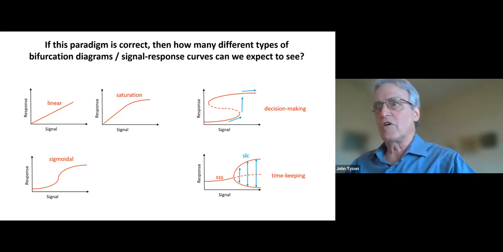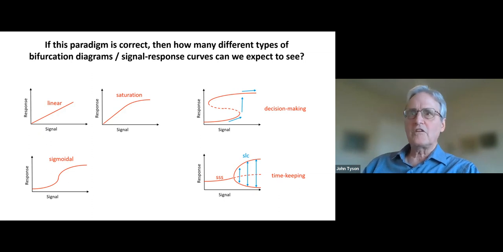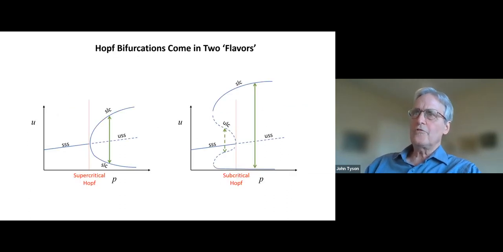But now I want to talk about some other types of bifurcations that we need to be aware of, because we need to be able to spot them in the signal response curve. So first of all, let me point out that Hopf bifurcations come in two flavors: supercritical Hopf bifurcations, which I've already described, and subcritical Hopf bifurcations, where the small amplitude limit cycles are unstable. And the subcritical Hopf bifurcation is always associated with a cyclic fold bifurcation, where the unstable limit cycles are converted into stable limit cycles. And there's a big difference between these two.